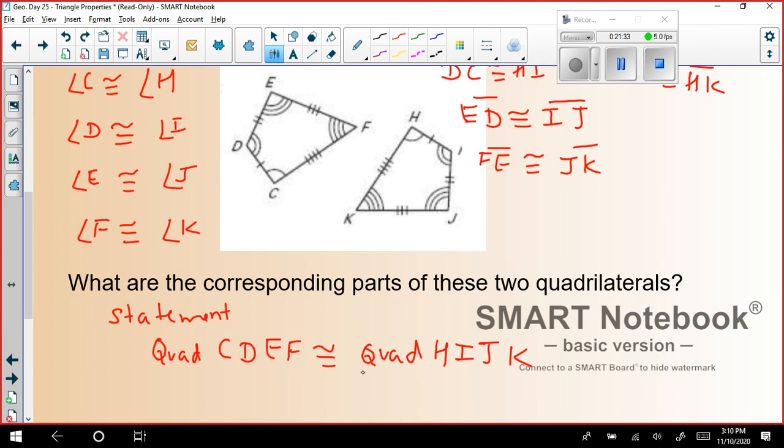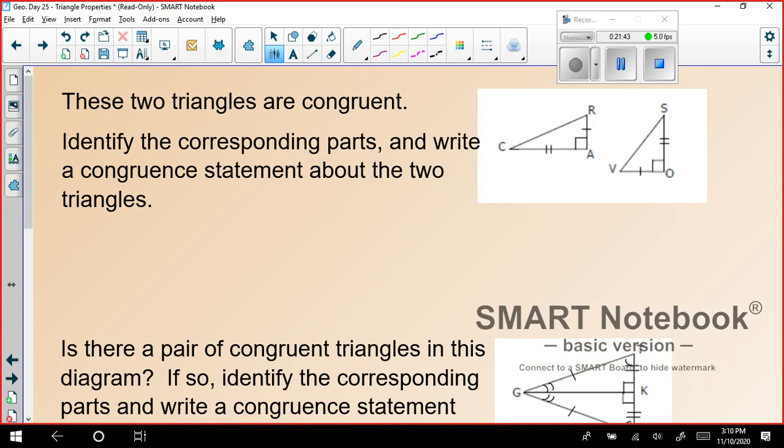Okay, we will see a few examples in the next slide for triangles that will help us to understand how to write the triangle statement. Let's see the next slide. Okay, I'll do the first one, then I'll give you a chance to work on this. These two triangles are congruent. They already told us that. Identify the corresponding parts and write a congruent statement about the two triangles.